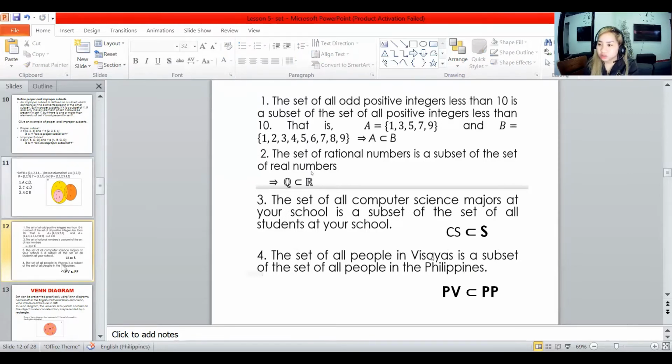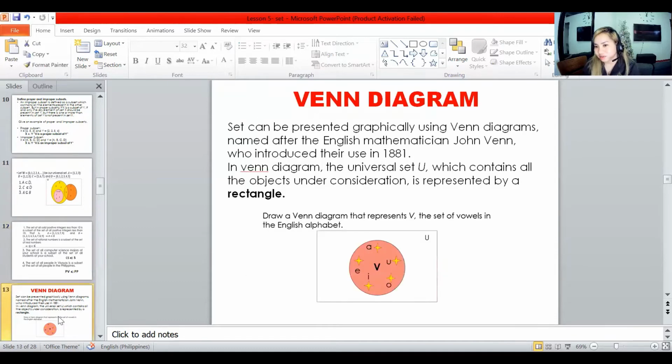Ayan, paki-review na lang kung medyo naguguluhan pa tayo. Paki-replay yung video na to. And then, let's proceed na sa Venn diagram.